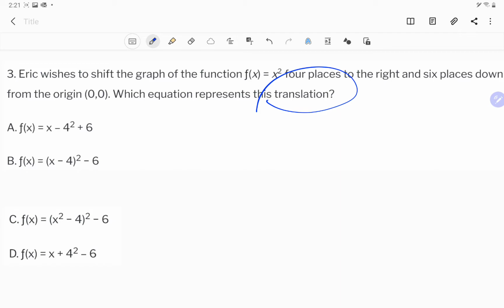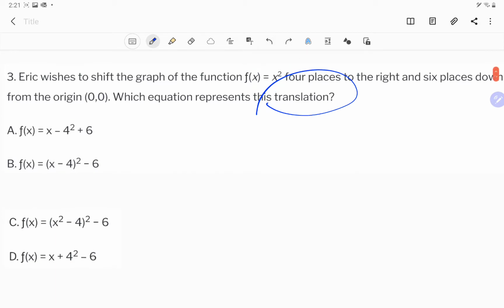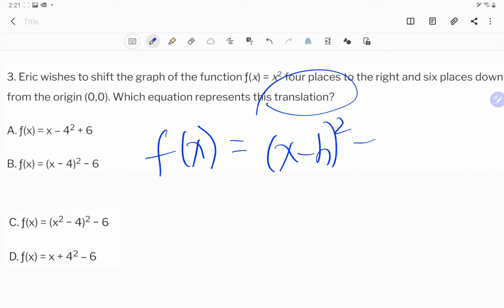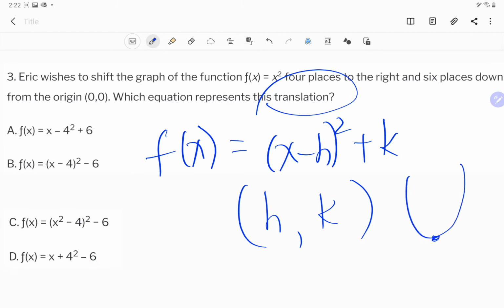Now, in this case, since this is a quadratic function, we are going to use the vertex form, and the vertex form states like this: the function of x is equal to (x minus h) squared plus k. Now, what is h and what is k? Our h and k is the vertex of a quadratic function. When we say vertex of a quadratic function, this is your vertex.